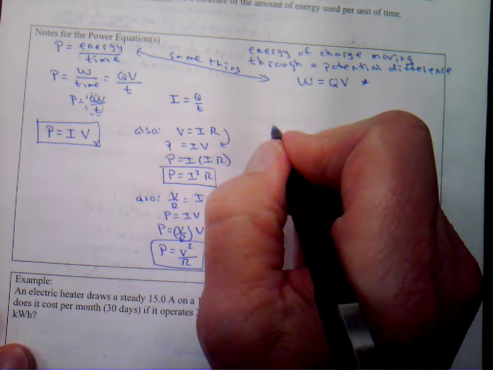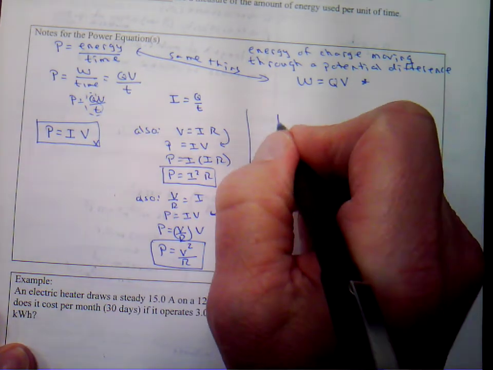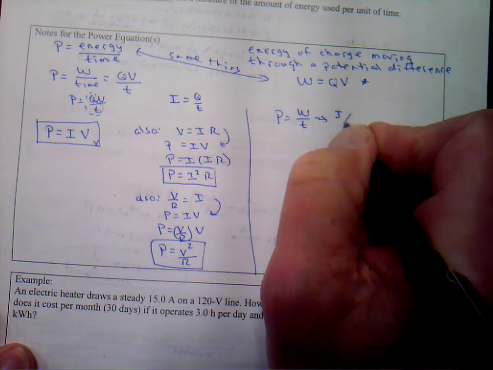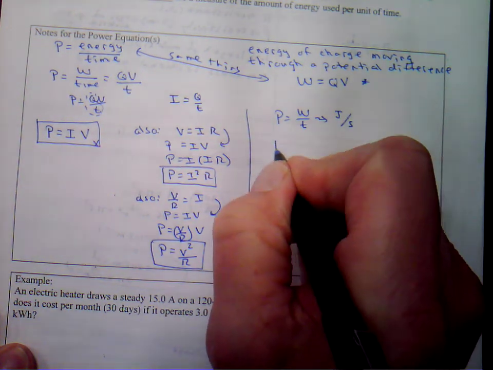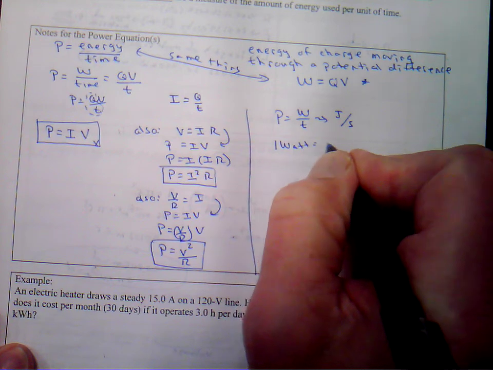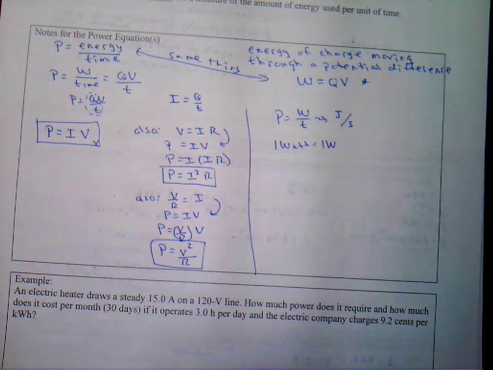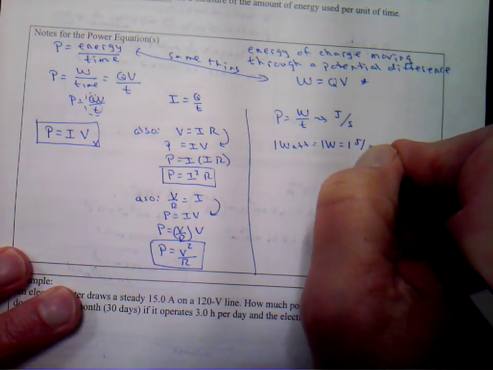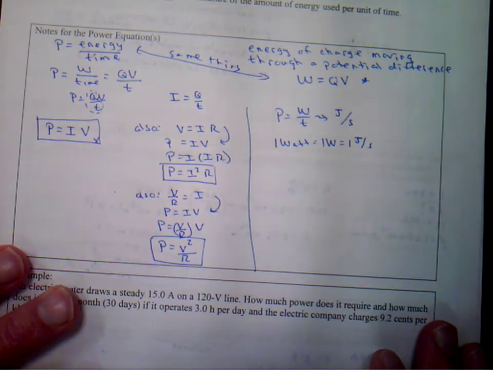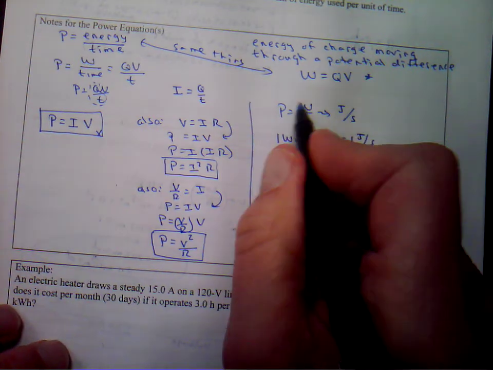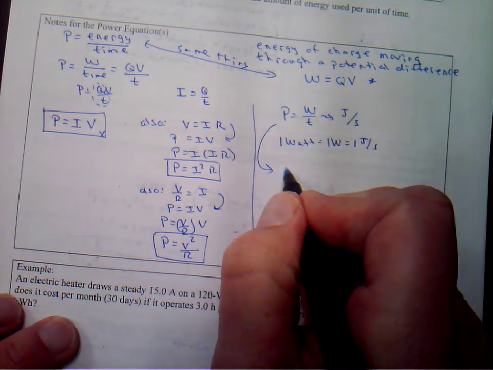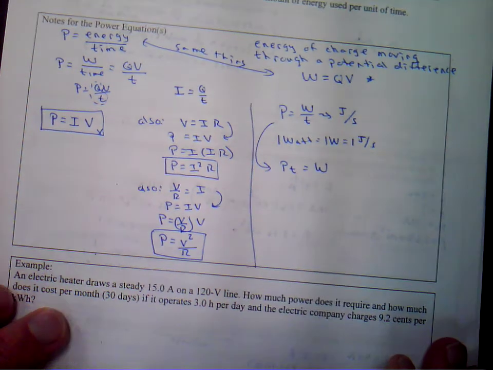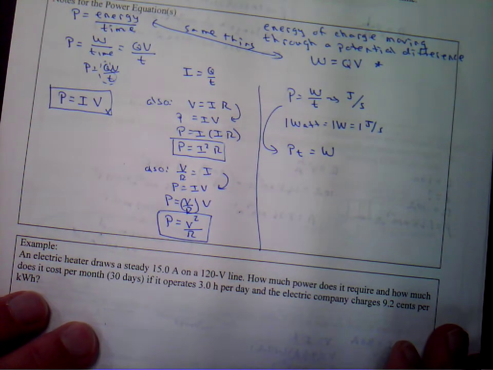Let's take a look at units of power. Again, power is work over time. Those units are joules per second. We call 1 watt the same as 1 W. W is a unit for watt, and 1 watt is 1 joule per second. Now, I'm going to take this equation, write it in this form. Power times time is equal to work. Now let's take a look.